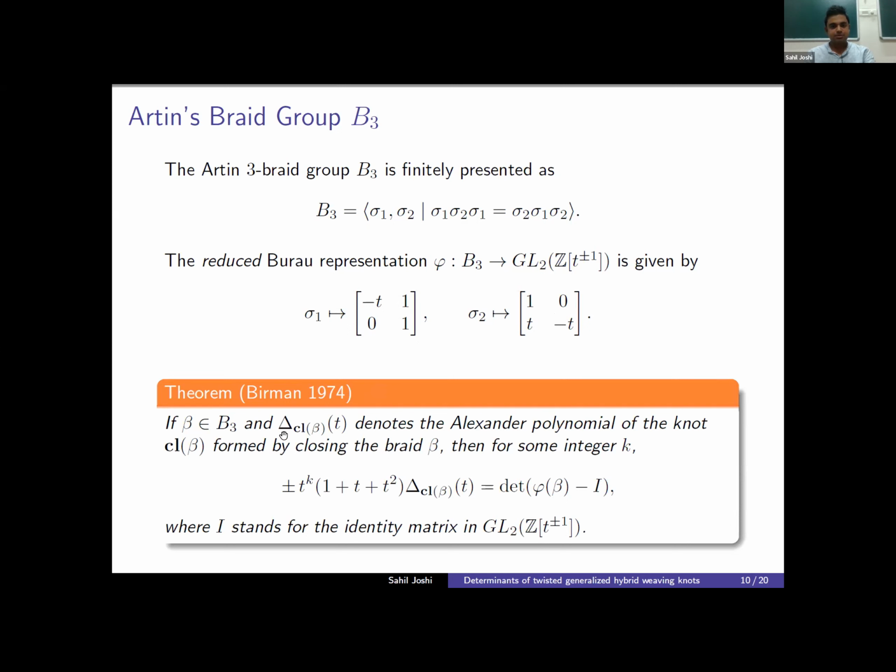If beta is any braid, and we want to give the Alexander polynomial of its closure, it has a nice relation with the image of the braid word beta. The relation is that it turns out to be the determinant of this matrix minus the identity matrix. I want to evaluate this at t equal to -1 to find the determinant of the closure of beta. For that, I will evaluate this quantity on the right side.